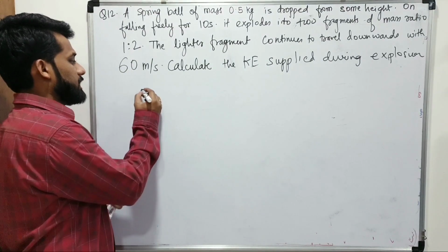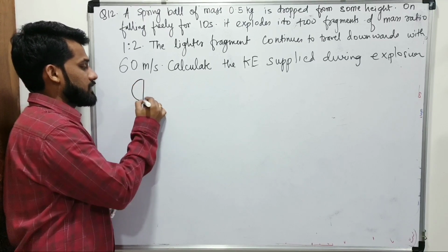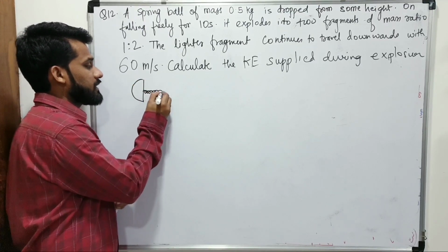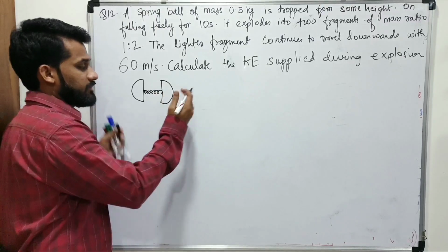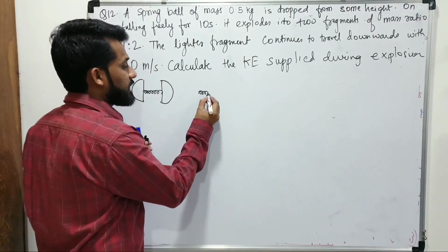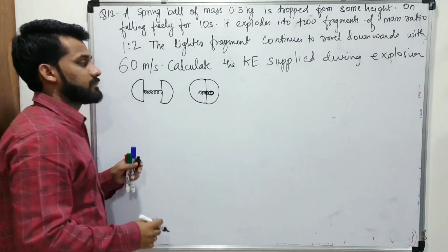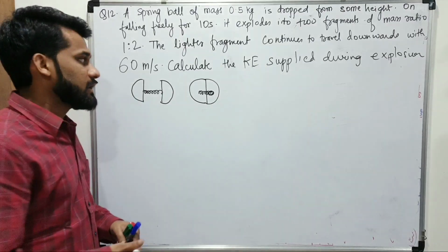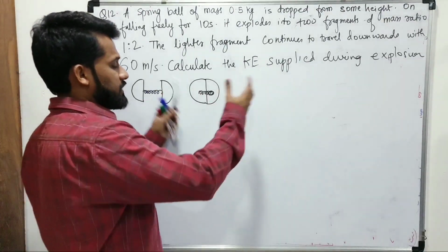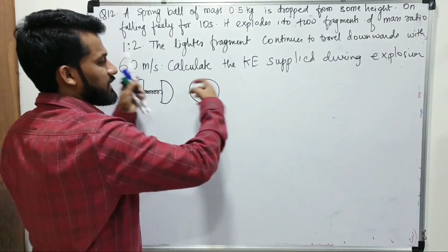Spring ball means two hemispheres connected with the help of a spring, and when you compress it, the spring inside it gets compressed. These are the two hemispheres. After the explosion, one part goes to the right side, the other part goes to the left side, and then finally it oscillates.